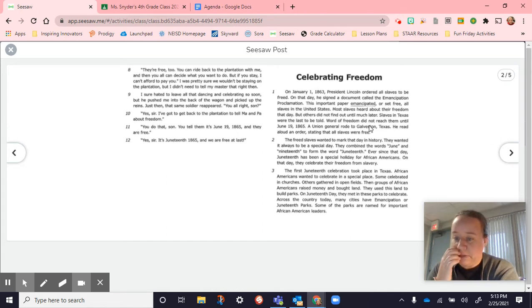And so we talked about this and what kind of genre it is. We noticed that they started talking to us about when President Lincoln ordered all the slaves to be free, how he had to sign a document called the Emancipation Proclamation. And so right away, we're getting these facts and things that happened. So we said that this is a nonfiction passage.